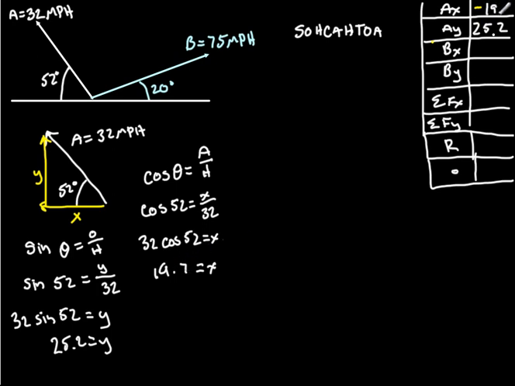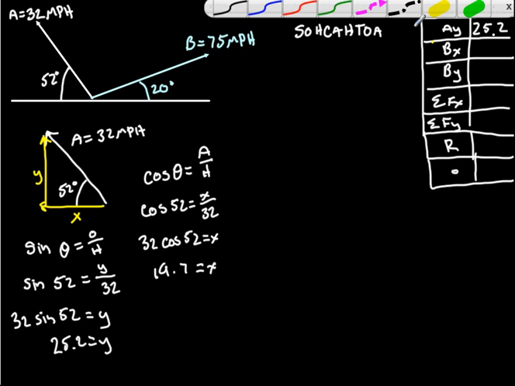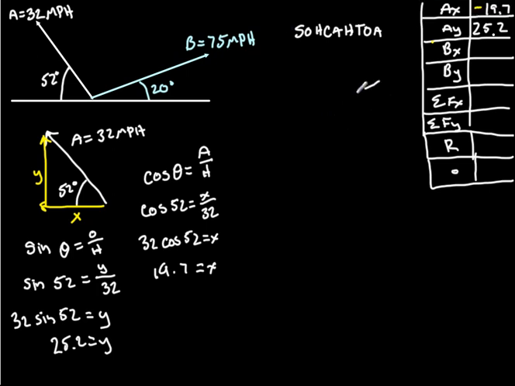So we're going to put that right up here. And if you notice, 19.7, again, that negative is going to come into play later on here. Alright, so we have our first vector. We have vector A done. So we're going to come back and jump into doing our next one.